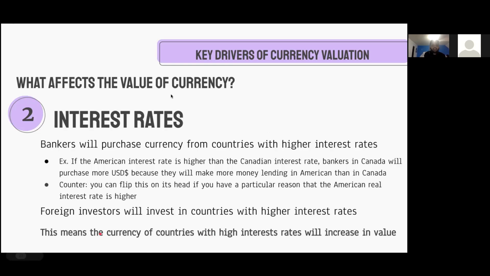Okay, second thing, interest rates. Banks will tend to purchase currency from countries with higher interest rates. One example is if the American interest rate is higher than the Canadian interest rate, bankers in Canada will purchase more American dollars because they'll make more money lending in America than they would in Canada.